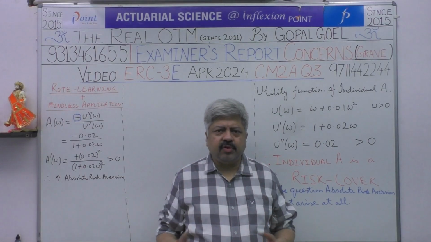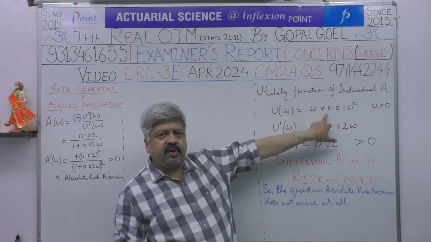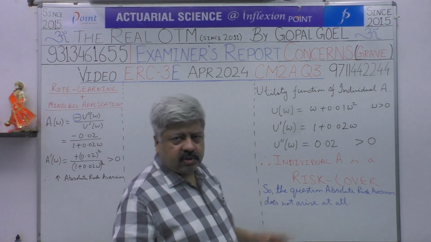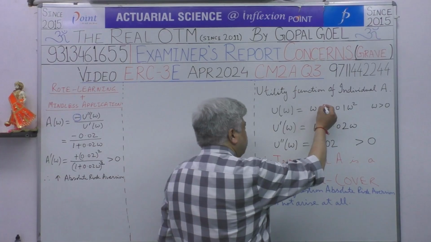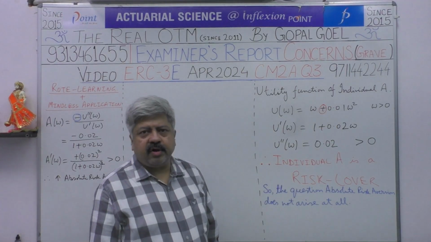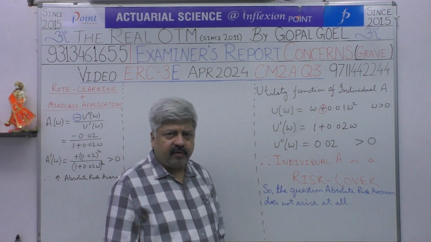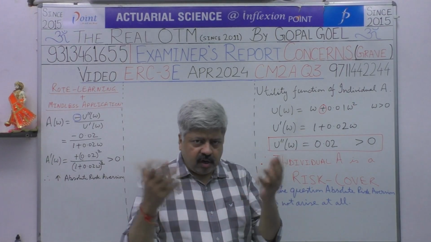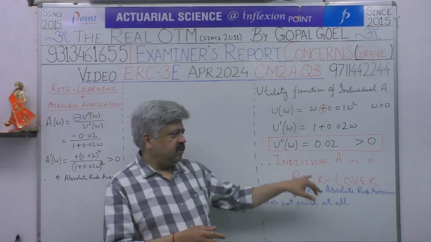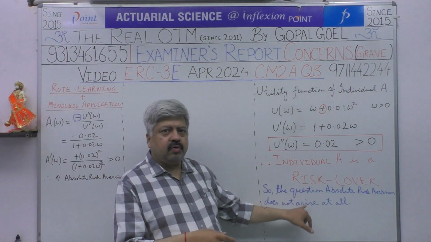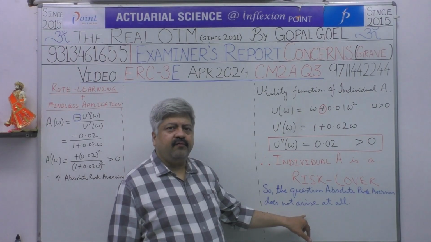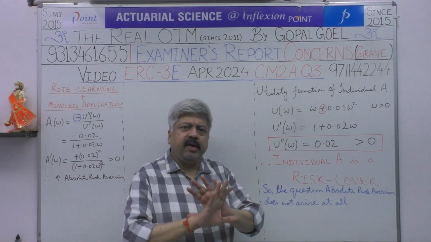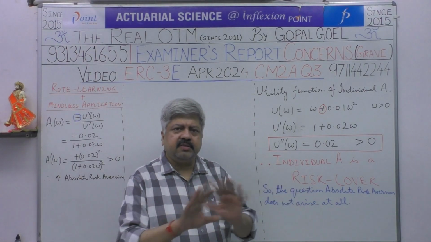So if we look at the question, this is the utility function that we get. Individual A has this utility. This is of course a quadratic utility function, but due to this positive sign, this quadratic function is an upward sloping quadratic function. And since the second derivative is positive, it is beyond doubt that individual A is a risk lover individual. So the question of individual A having any sort of risk aversion simply does not arise.